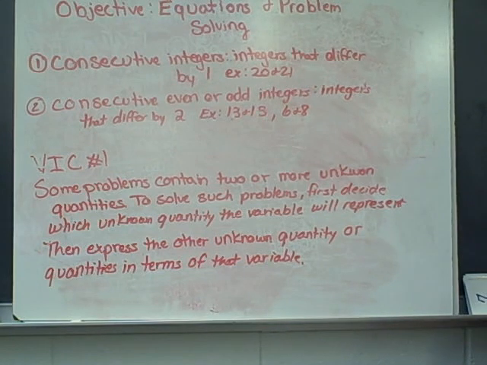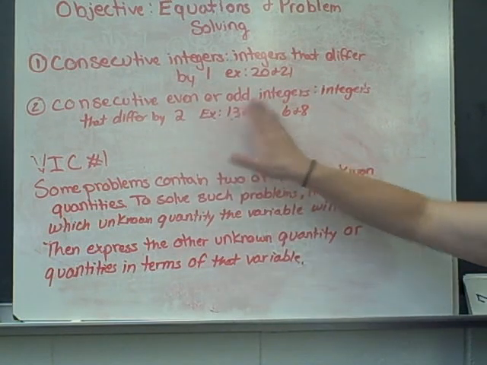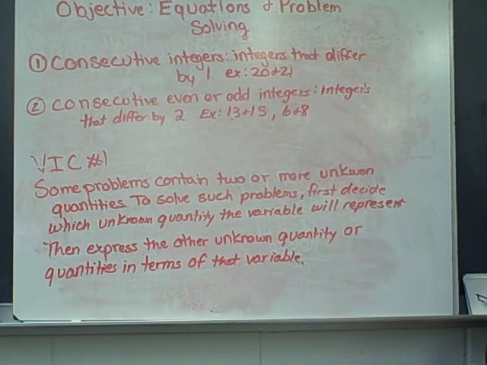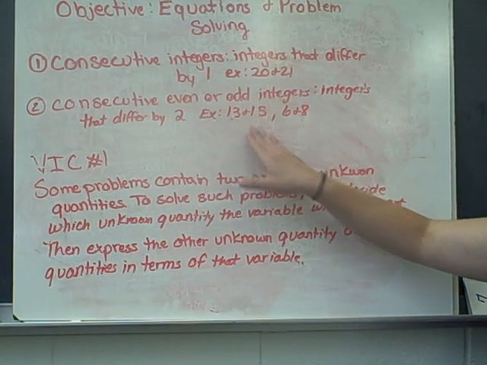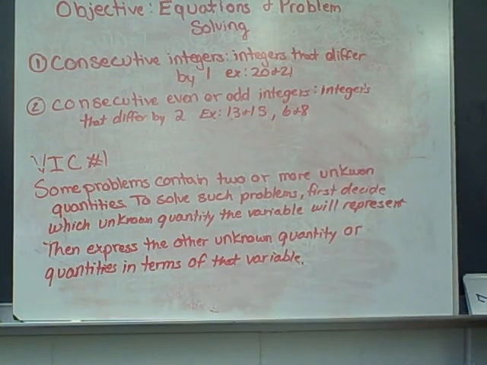And we also need to know what consecutive even or odd integers are. They differ by 2 because it would be basically counting by twos. So 13 and 15, 6 and 8, 3 and 5.